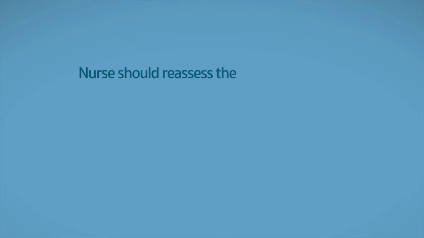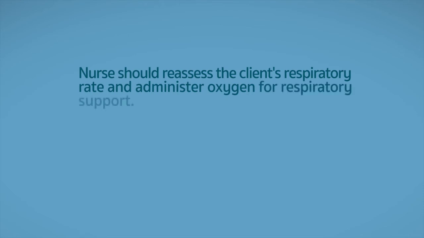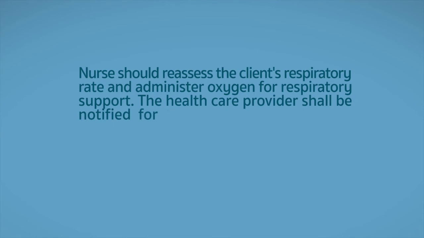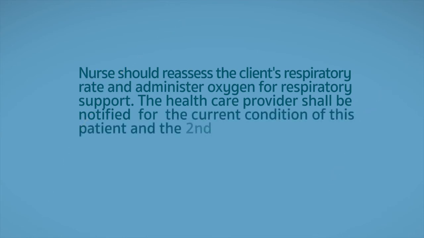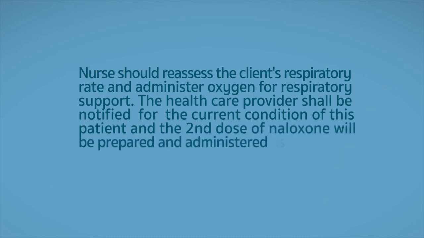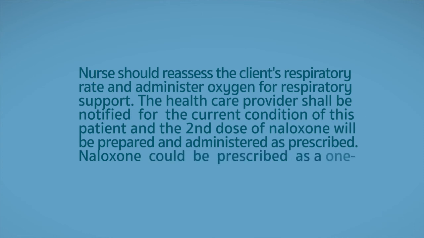The nurse should reassess the client's respiratory rate and administer oxygen for respiratory support. The healthcare provider shall be notified of the current condition of this patient, and the second dose of naloxone will be prepared and administered as prescribed. Naloxone could be prescribed as a one-time dose or a continuous drip.